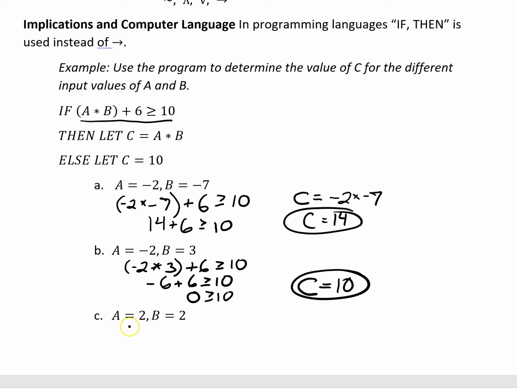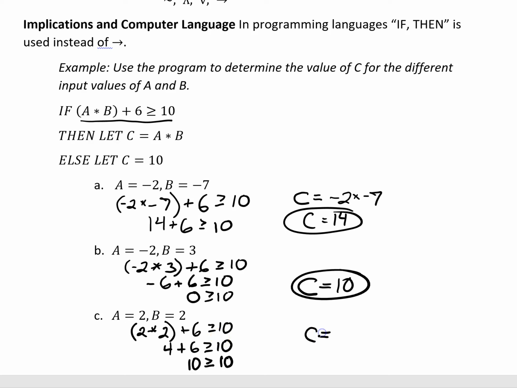It means automatically C will equal 10. Part C. A equals +2 and B equals +2. So 2 times 2 plus 6 is greater than or equal to 10. Let's find out if that's true. 4 plus 6 is greater than or equal to 10. And we have 10 is greater than or equal to 10. Now notice it's or equal. So 10 does equal 10. So this satisfies the statement. This is true. We're going to go up and use the then let.